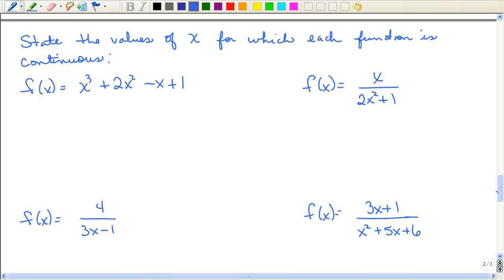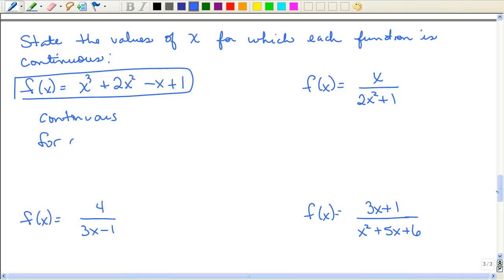Other part, instead of just looking at pictures, they're going to say, where is this continuous or not? And this really goes back to the domain of a function. All right, so if you were to graph this one, this is a polynomial function. There's no jumps, holes, or skips, so this is continuous for all real numbers. Another way I know that is there's no square roots, there's no fractions. You just have a polynomial. All polynomials are always continuous.